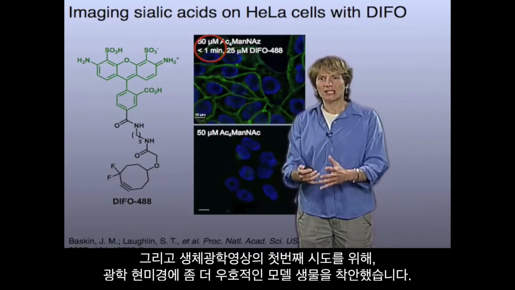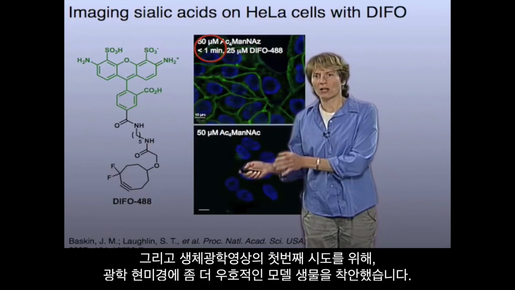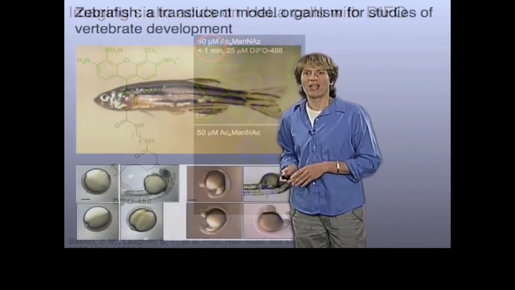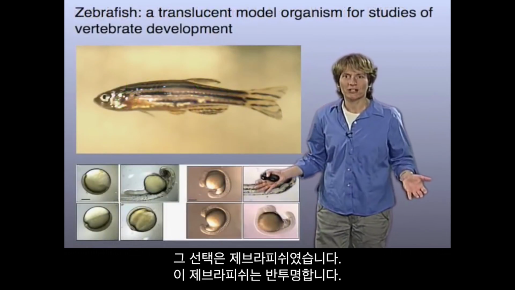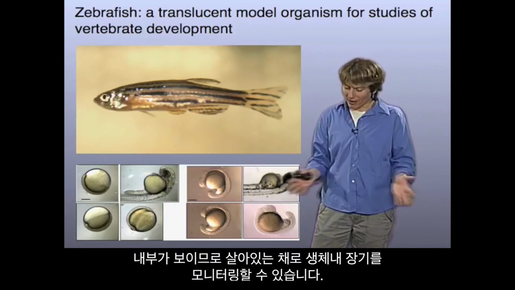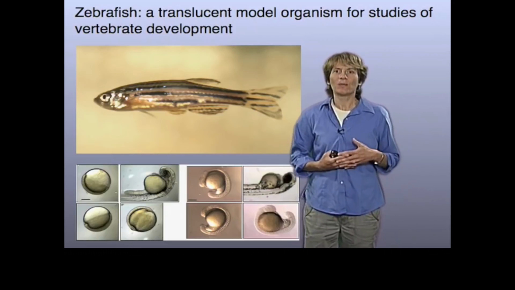And for a first attempt at in vivo optical imaging, we thought we would use a model organism that's a little friendlier to an optical microscope. And the obvious choice was the zebrafish. So zebrafish are translucent. You can see right through them and monitor their organs in vivo in the live animal.